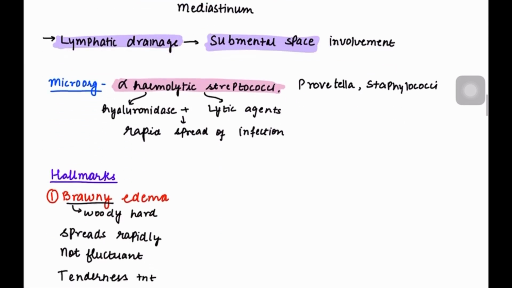Now let's see the microorganism. The most important is alpha hemolytic streptococci. It has hyaluronidase and lactic acid, which cause the rapid spread of infection.